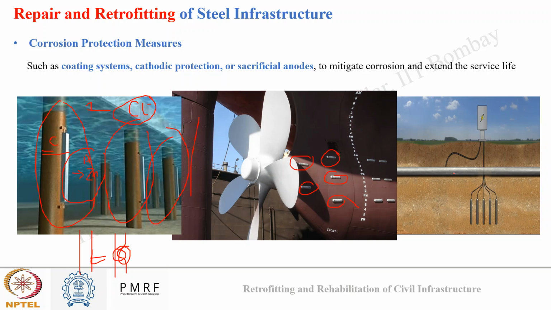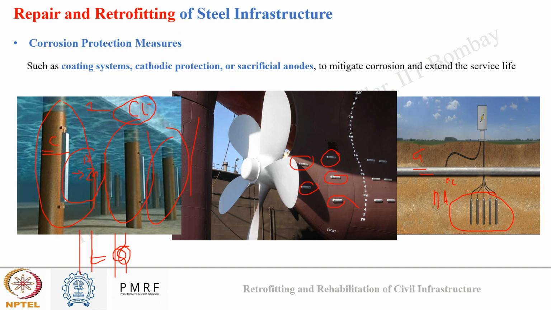In the third image, you can see an underground pipeline made of steel. Again, groundwater also has a very high concentration of aggressive ions which can cause corrosion. So to mitigate corrosion in such cases, we use a discrete anode system. So these are discrete anodes. These anodes have more capability to corrode as compared to iron.